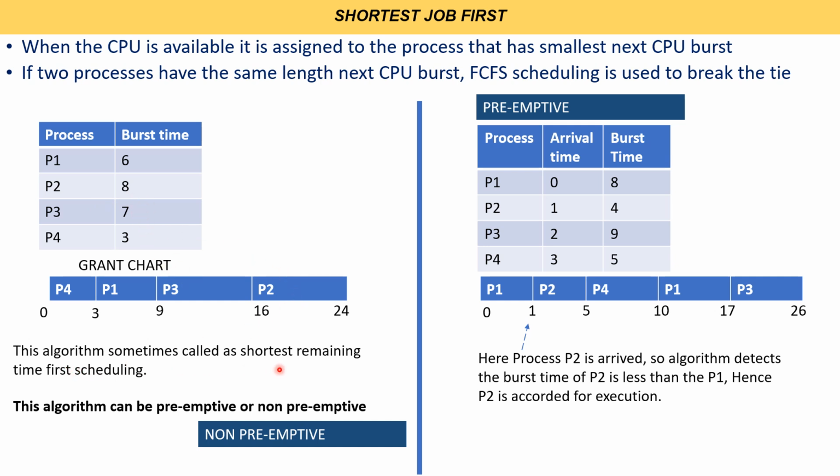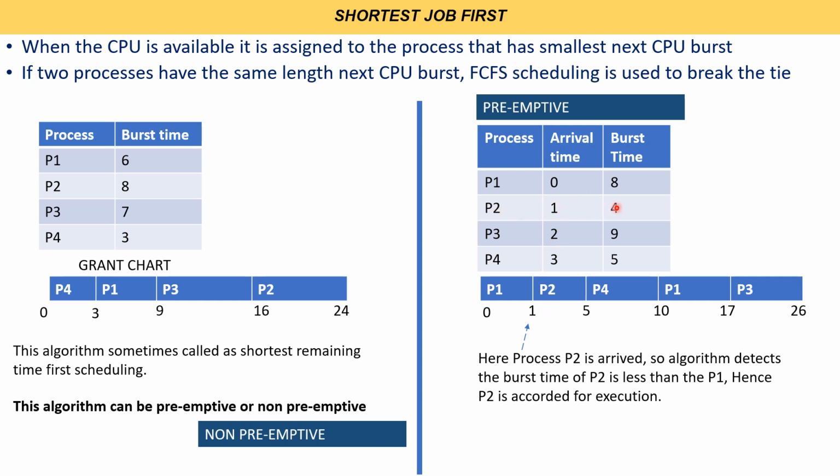This algorithm is sometimes called shortest remaining time first, SRTF. This algorithm can be preemptive or non-preemptive. Whatever we discussed on the left side is non-preemptive. Now for the preemptive case, I have taken four examples, P1 to P4, with arrival time and burst time. In the previous example we didn't have arrival time. Here, first P1 arrives, so P1 starts executing. After executing 1 second, the system sees that P2 has arrived.